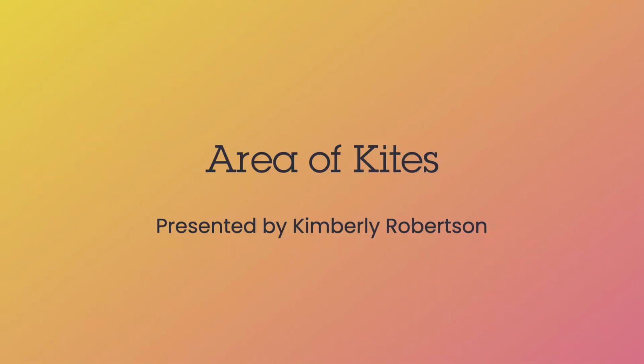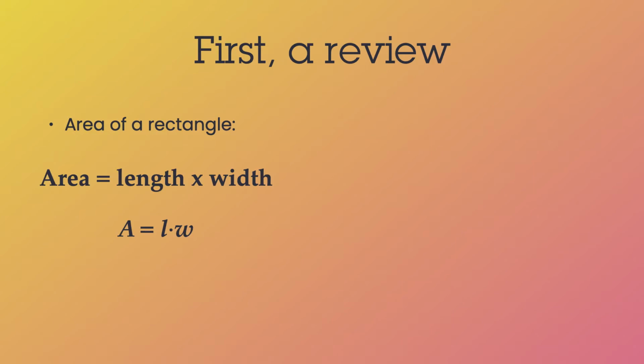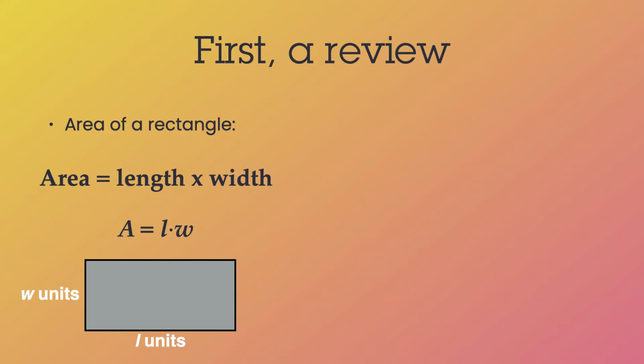Welcome. Today we're talking about finding the area of kites. First, let's review the area formulas that we've talked about so far in this playlist. We started with area of a rectangle, which we know is length times width, or abbreviated as L times W. And there's a little picture of our rectangle with L and W for length and width.